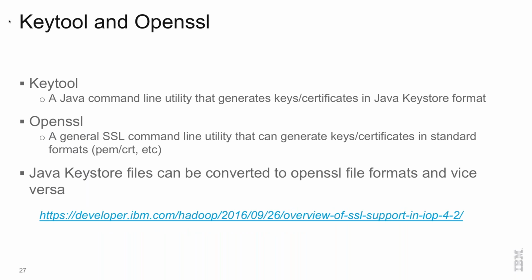The other important notion, which people will see a lot, is keytool and OpenSSL. Basically, keytool is a Java command line utility that you can use to generate keys and certificates in Java key store format. The other one you can use is OpenSSL. This is also an SSL command line utility. They can generate certificates in different formats, but these formats can be converted to each other. And for more detail, you can read other blogs and documentation.